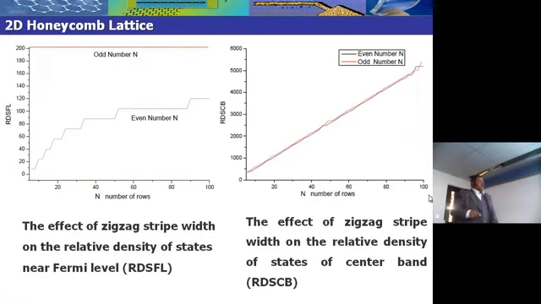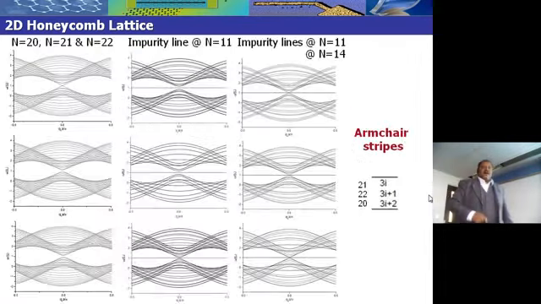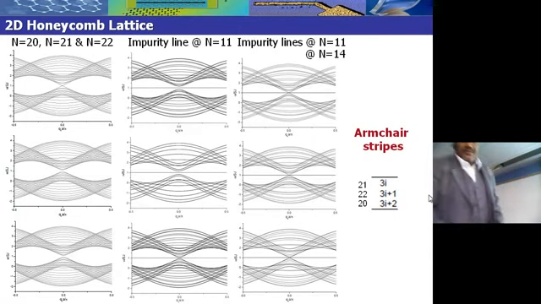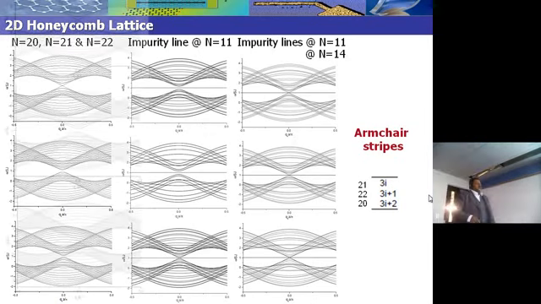We didn't show all the results because we don't have enough time for that. After that, we studied the armchair stripes, and we found, exactly as in the case of graphene, that we have three types of stripe: 3i, 3i plus 1, and 3i plus 2, where i is 0, 1, 2, and so on, and this describes the number of rows. So we have three kinds of stripes in the armchair stripe for magnetic properties.